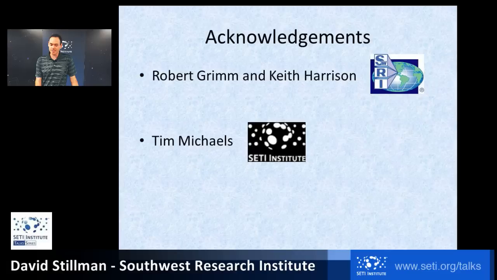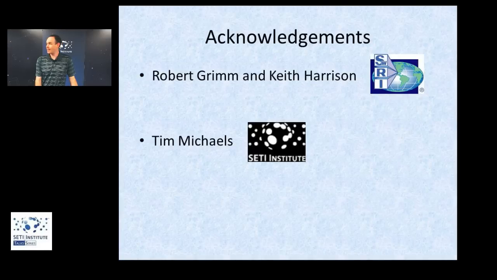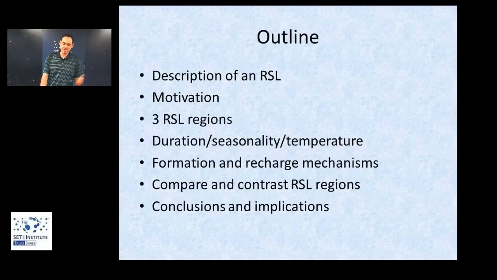And so today, I'm hoping to convince you that these Recurring Slope Lineae features that we see on Mars are indeed caused by shallow subsurface water that's flowing right now on Mars today. I did not do this all by myself. Robert Grimm and Keith Harrison, both at SwRI, helped out a lot, and then also Tim Michaels, who's a SETI Institute employee.